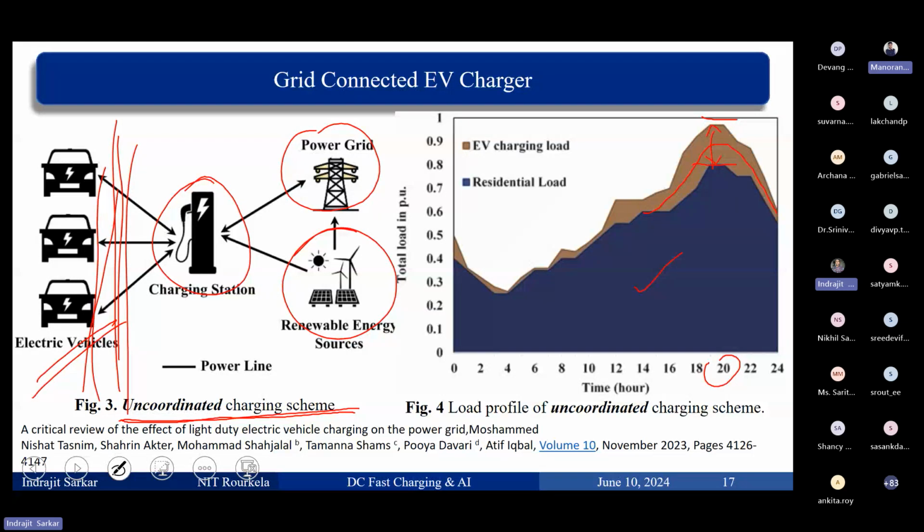Now you will cross this 1 pu, and then it is a significant adverse effect on the grid. So the only possibility the grid has, in order to maintain stability, is to start load shedding. Certain areas they will cut out because they are unable to cater to the load, and the grid has to keep running. So they will do load shedding and try to save the grid.